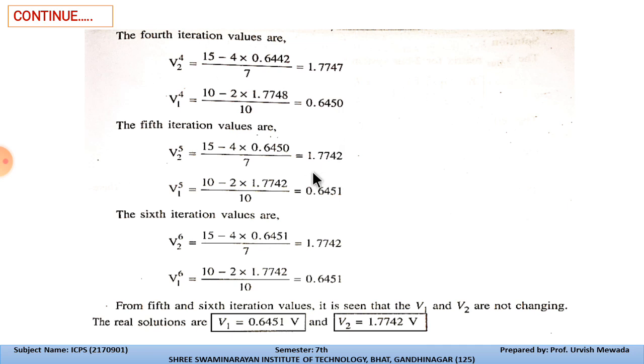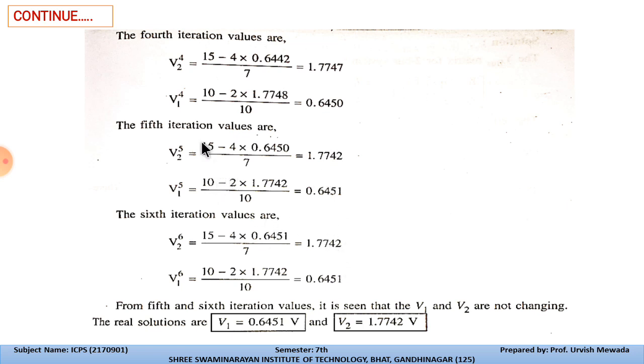Now over here you can see that V1 raised to 5 we are getting 0.6451 and over here 0.6451, and V2 raised to 6 and V2 raised to 5, that we get 1.7742 and this is 1.7742. So after four decimal places, the 4 digits after the decimal point, you are getting the same answer, then we can stop the iteration.